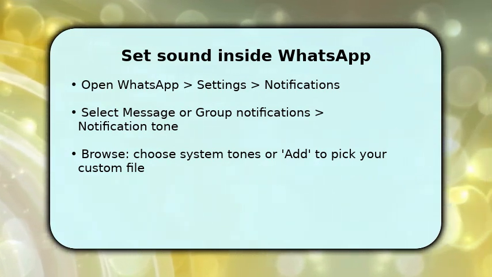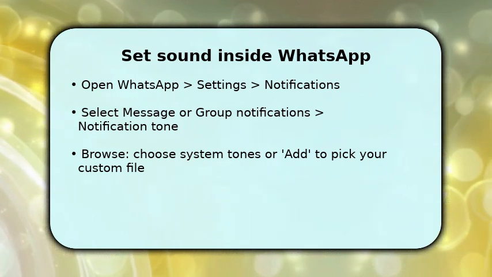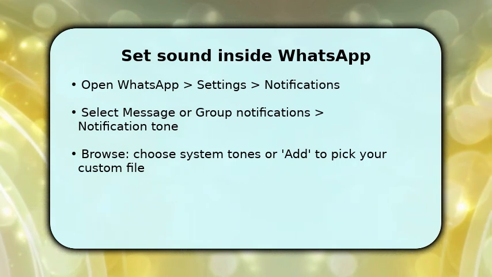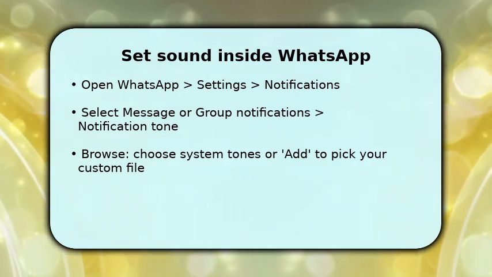Tap the file to preview. If it plays, select it to set. If you want different tones per chat, open the chat, tap its name, choose Custom Notifications, and repeat the selection.